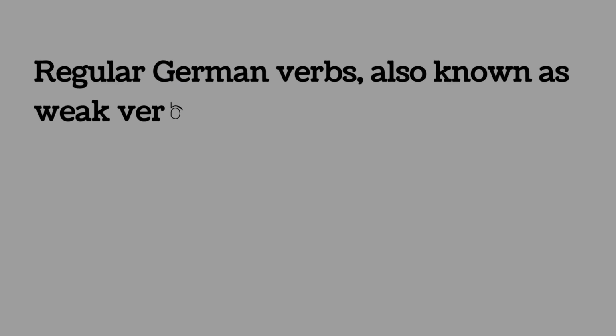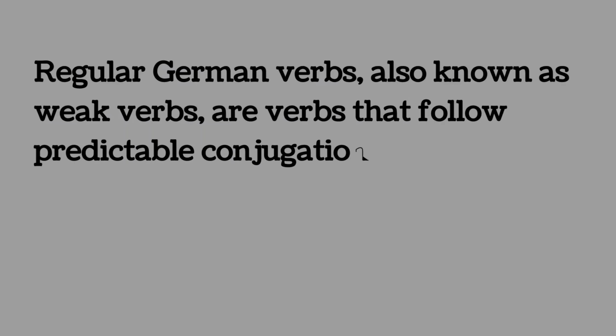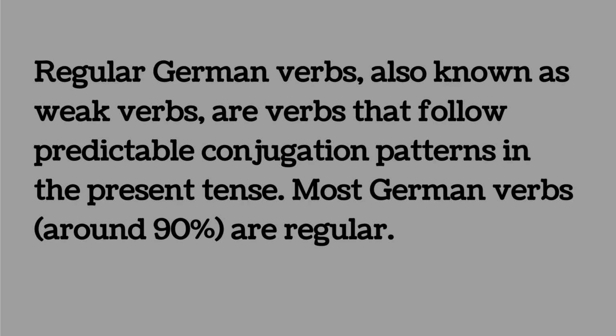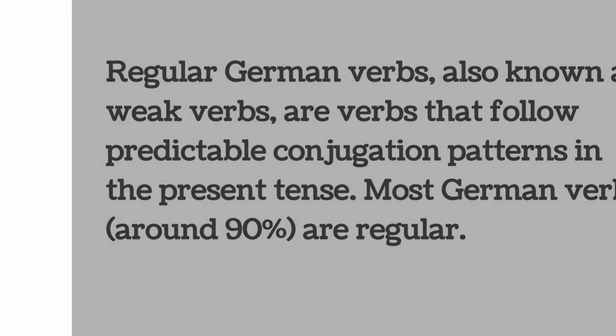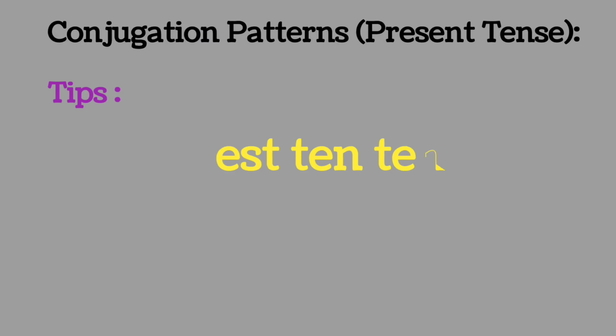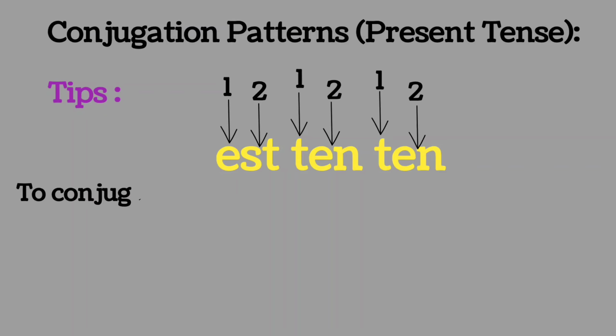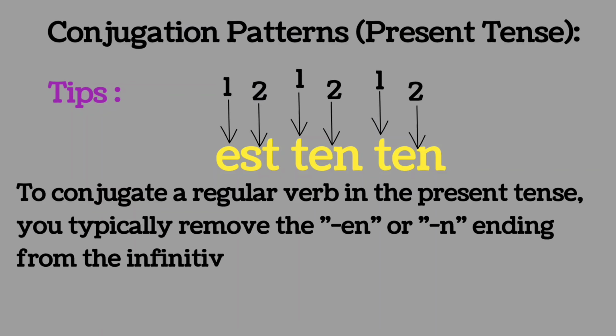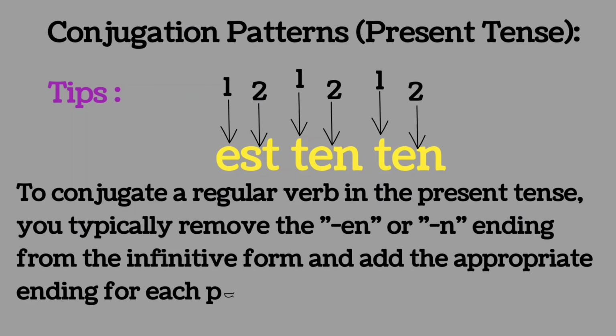Regular German verbs, also known as weak verbs, are verbs that follow predictable conjugation patterns in the present tense. Most German verbs are regular. Conjugation patterns. Tips. This is a simple method of learning German verb conjugation in present tense. To conjugate a regular verb in the present tense, you typically remove the en or n ending from the infinitive form and add the appropriate ending for each person.